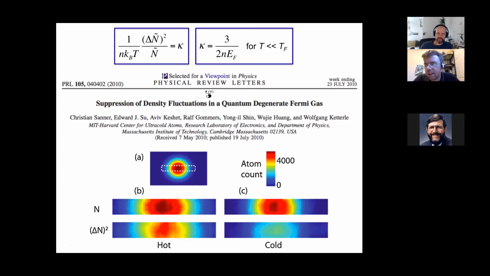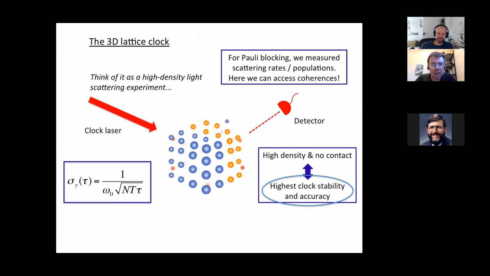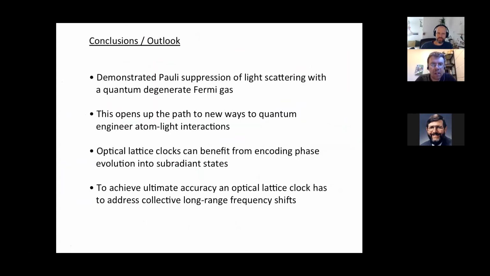Maybe that's a nice round story and a good point to stop. As I was saying, I could tell you a little bit how this connects to 3D clockwork, but if there are questions in that context, I'm happy to talk about it. But for now, I'll skip the 3D clock stuff and give you very quickly the conclusions. We saw the Pauli suppression of light scattering of the quantum degenerate Fermi gas.